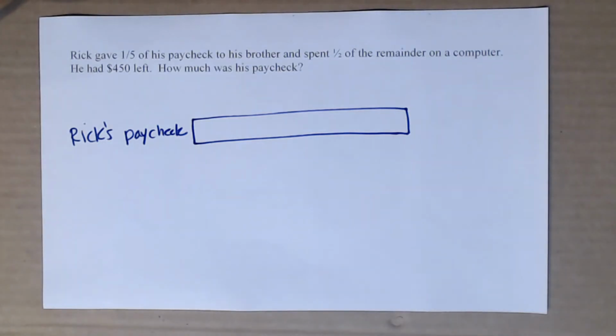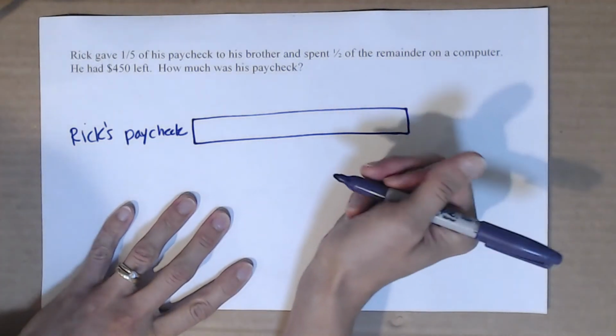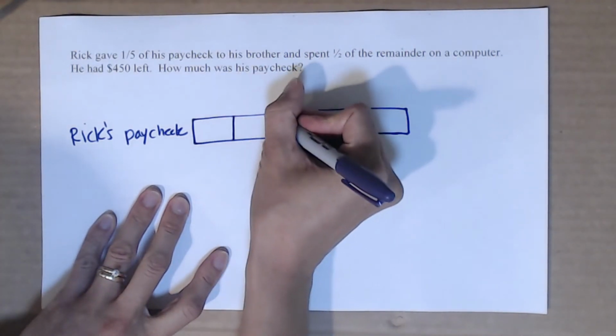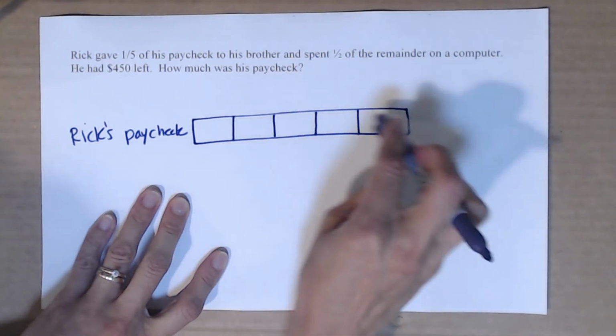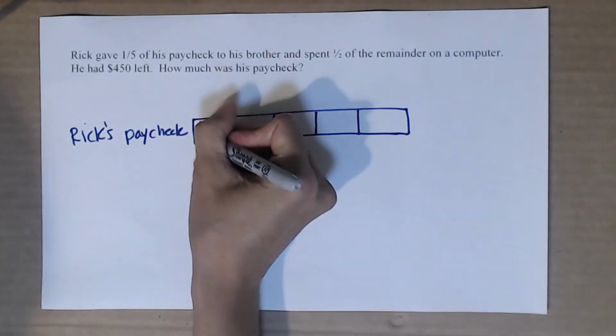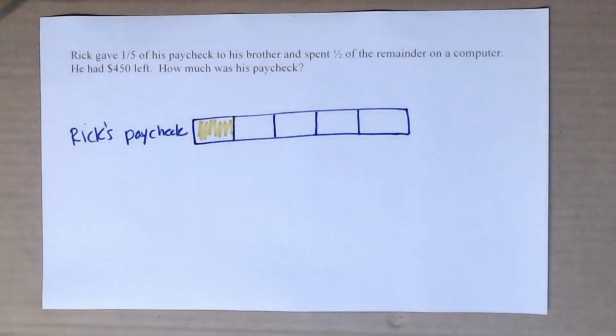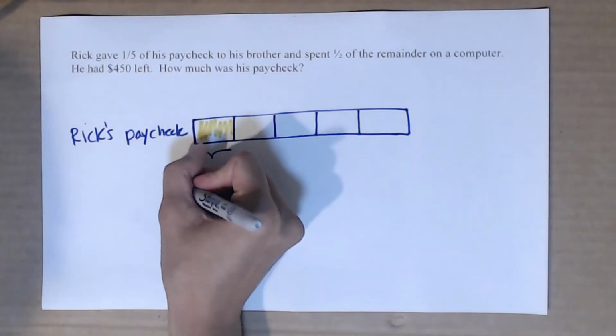Okay, now what do we know? Rick gave 1/5 of his paycheck to his brother. So we need to separate this into fifths. 1, 2, 3, 4, 5. Alright, he gave 1/5 of it, so that section, to his brother. So this he gave to his brother.